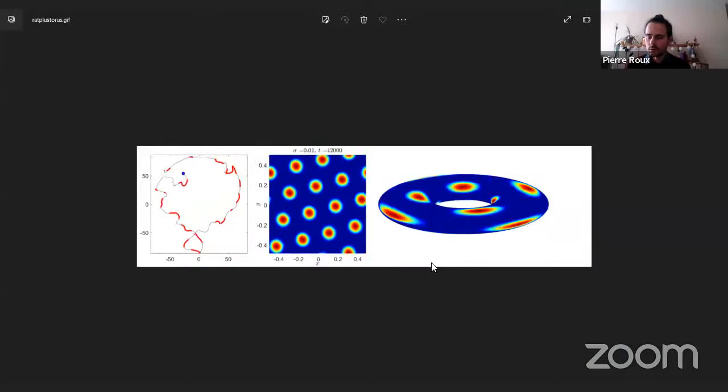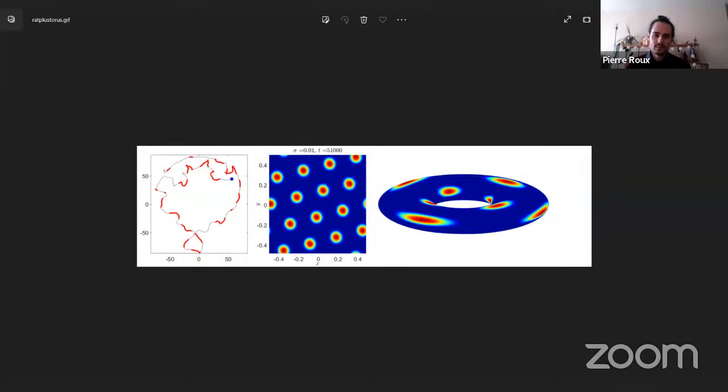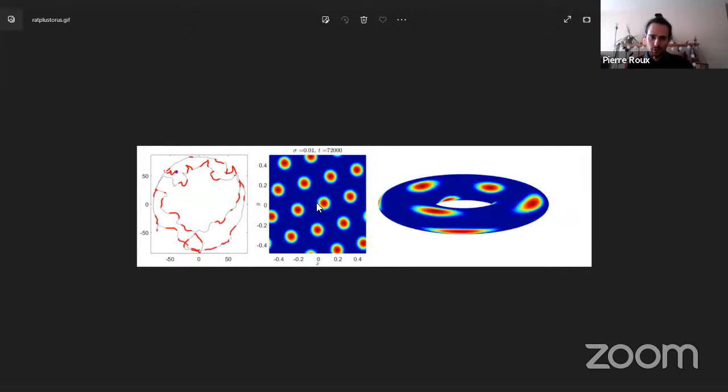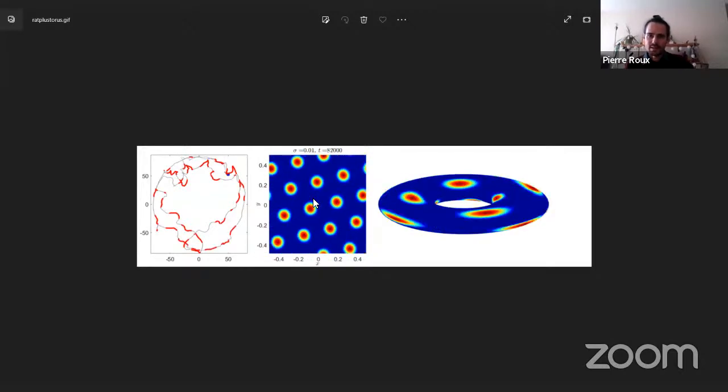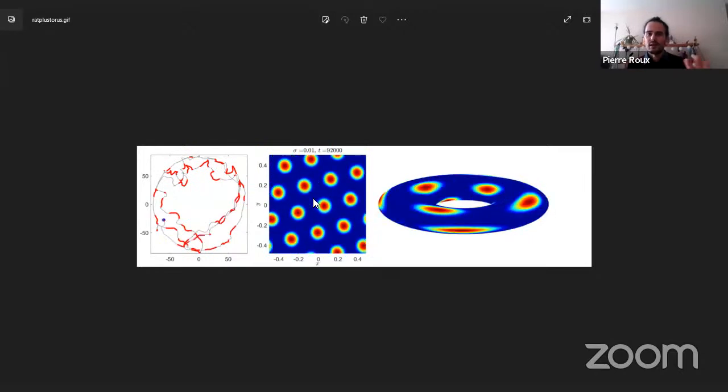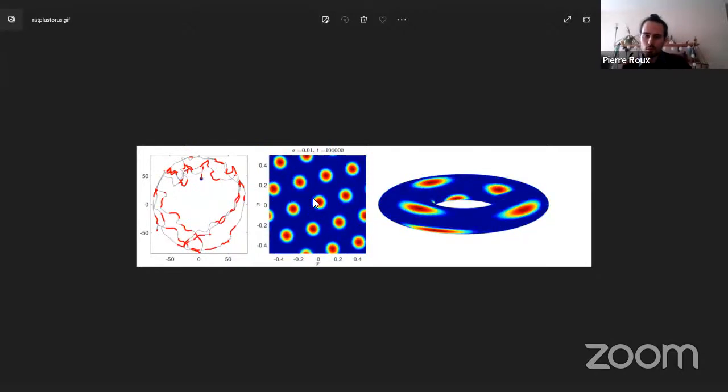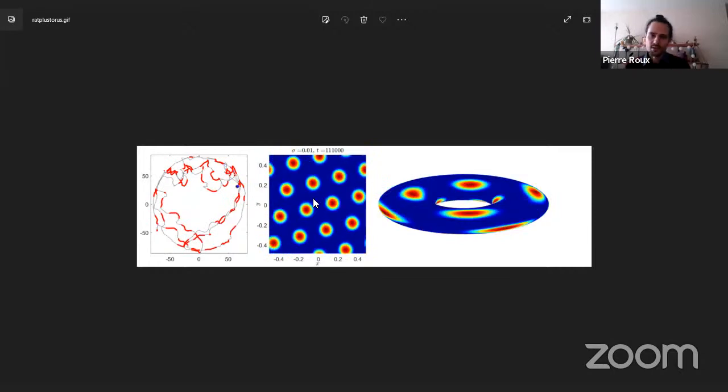I share. Yeah, this. Can you see the animation? Yeah. So you can see the rat moves. The firing pattern in space. So each point in space contains a lot of neurons. So you can see it either on a square or projected on a torus.